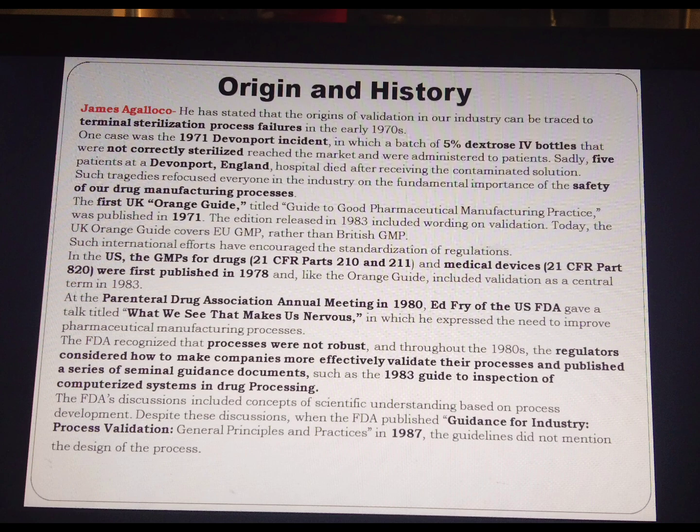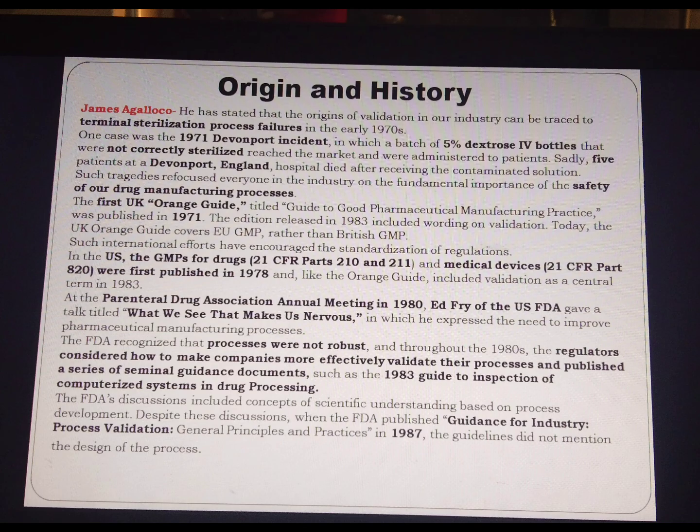The first UK Orange Guide, titled Guide to Good Pharmaceutical Manufacturing Practices, was published in 1971. The edition released in 1983 included wording on validation. Today, the UK Orange Guide covers EU GMP rather than British GMP. Such international efforts have encouraged the standardization of regulation.